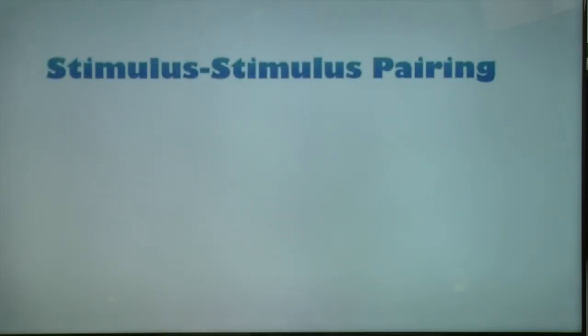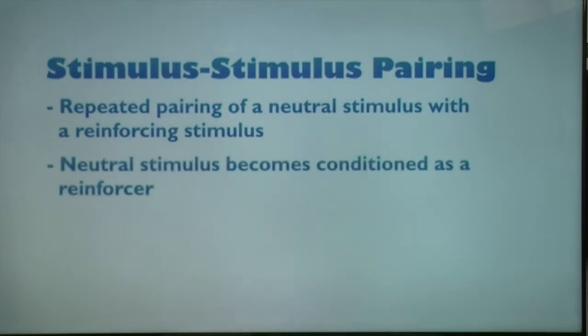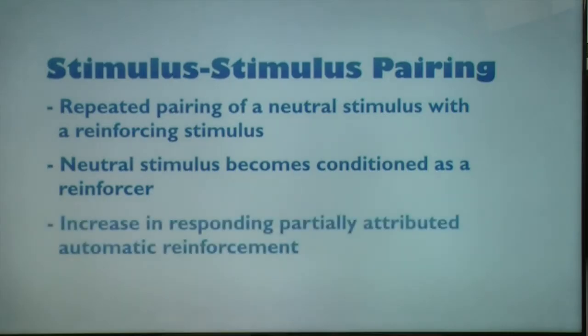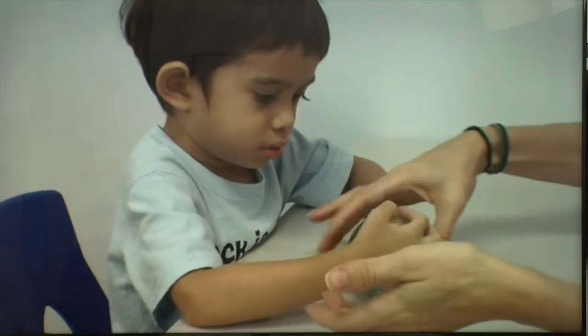Further related to automatic reinforcement is a procedure for echoic training called stimulus-stimulus pairing, or SSP. Stimulus-stimulus pairing involves repeatedly pairing a neutral stimulus, the sound of one's own voice, with a reinforcing stimulus, such as food or affection given by a parent. Through this process of pairing, the speech sounds produced by the student are conditioned to be reinforcing. The increase in responding due to pairing may be at least partly attributed to automatic reinforcement, or the idea that the sounds themselves are reinforcing. When the speech sounds themselves become reinforcing, it is hoped that speech production will be strengthened.